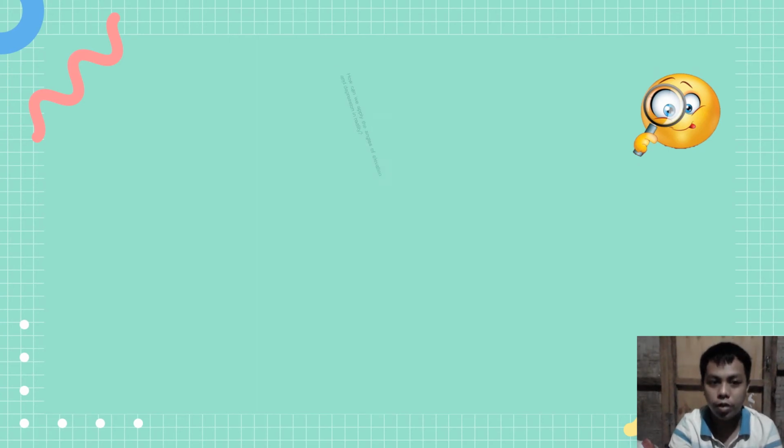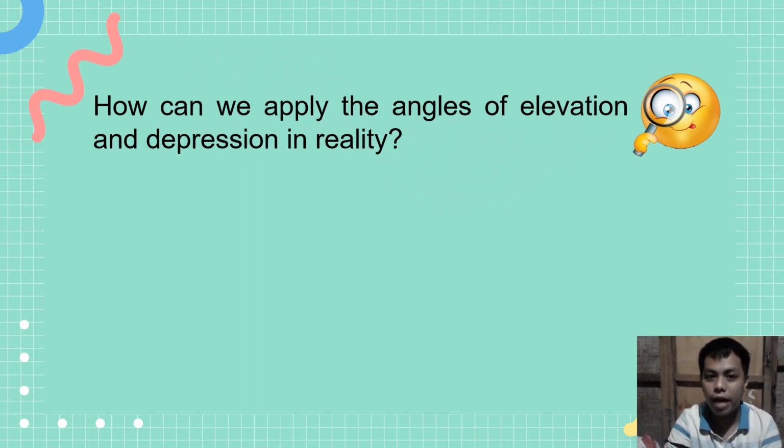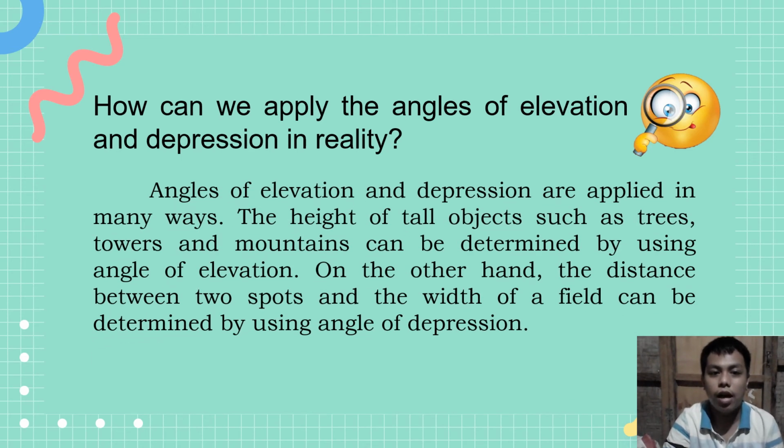Now, I have a question for you. How can we apply the angles of elevation and depression in reality? Who can give me an idea? Okay, this is my idea. Angles of elevation and depression are applied in many ways. The height of tall objects, such as trees, towers, and mountains, can be determined by using angle of elevation. On the other hand, the distance between two spots and the width of a field can be determined by using angle of depression.